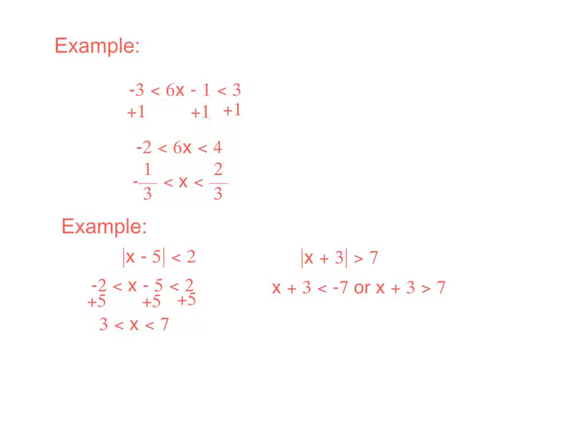So again, we know what's inside the absolute value could be positive or negative, but in this case with the greater than sign, we end up with x plus 3 is less than minus 7, or x plus 3 is greater than plus 7. Now, we solve each of these individually. So our final answer for this problem is x is less than minus 10, or x is greater than 4. Okay, so if you think of this on a number line, the solution would be to the left of minus 10 and to the right of 4.